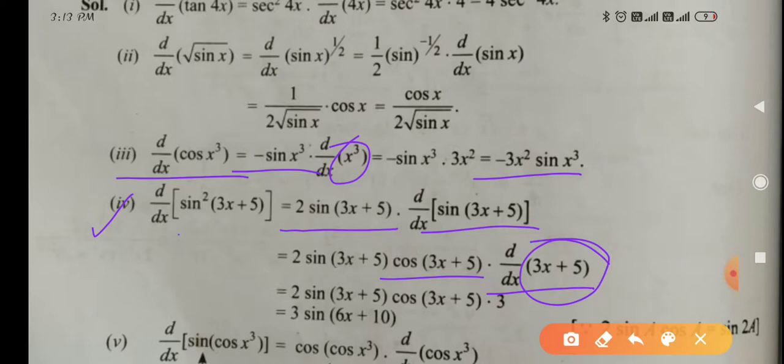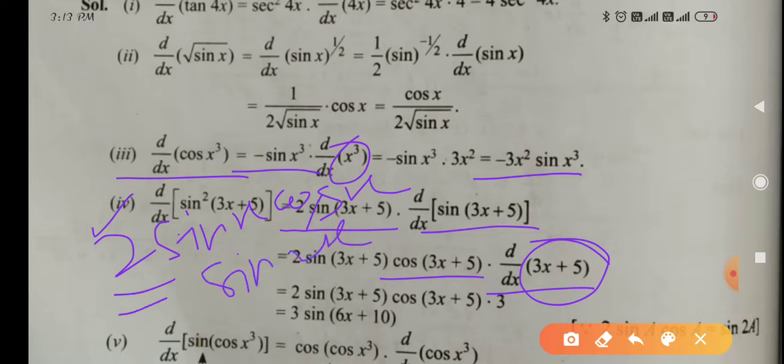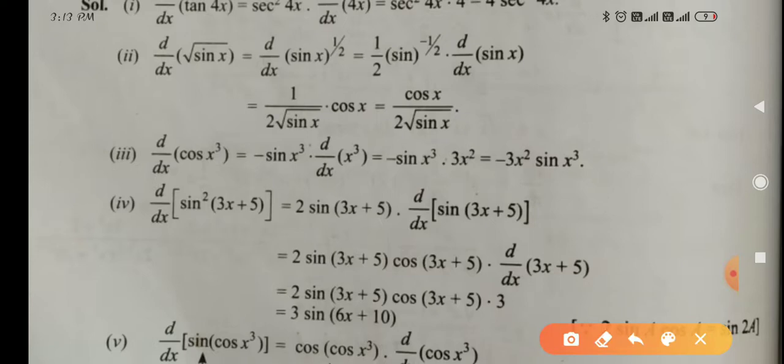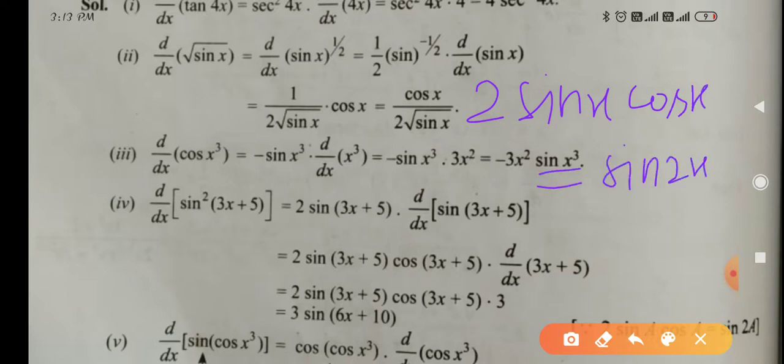Okay, they are applying the formula 2 sin x cos x equals sin 2x. Again I am writing, 2 sin x cos x equals sin 2x. This formula they are applying. So in 2 sin (3x plus 5) cos (3x plus 5), the angle will be 2 into (3x plus 5), so 6x plus 10, and this 3 will come before the sine. So 3 sin (6x plus 10). Like this, the 4th, 5th, 6th parts can be done.